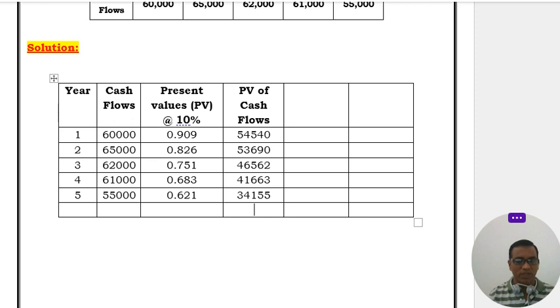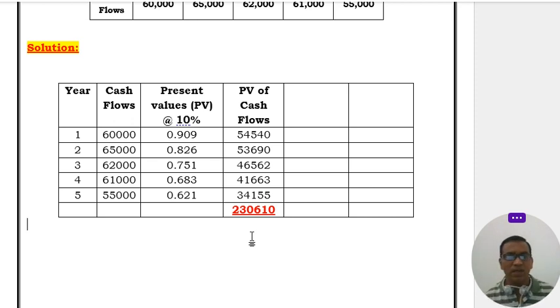And now do the totals. Total of the PV of cash flow: 54,540 plus 53,690 plus 46,562 plus 41,663 plus 34,155, that equals 230,610. This is the value I got here. This is the answer, total PV of cash flows. So total PV of cash flows is ready.